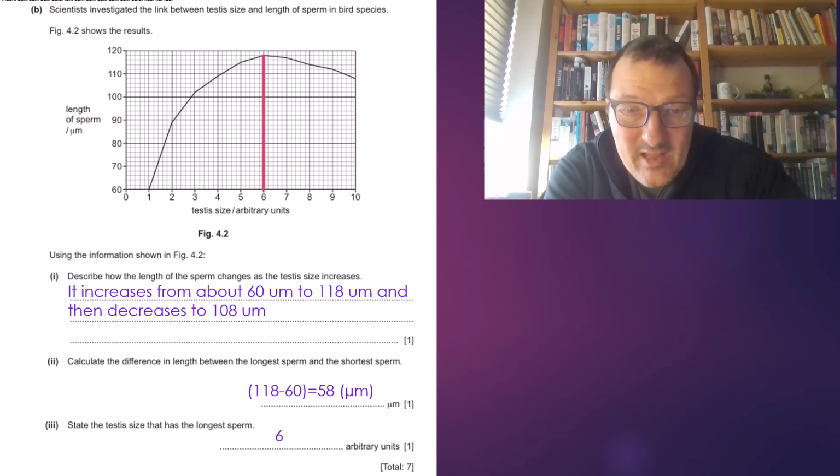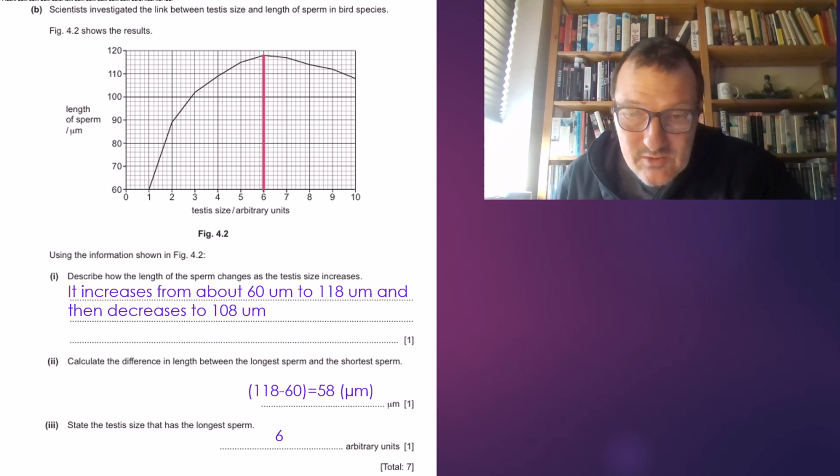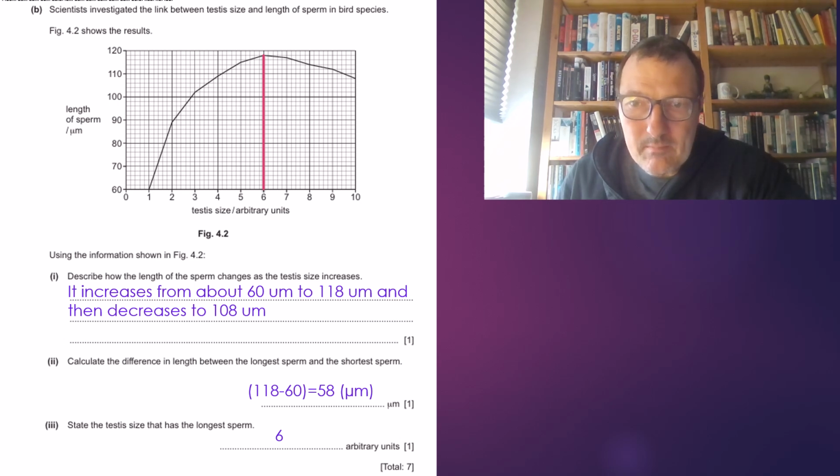Calculate the difference in length between the longest and the shortest, and then you have to be able to read the graph. The longest is 118, and the shortest is 60, so that will give a difference of 58. And state the testis size that has the longest sperm. The testis size is in arbitrary units, but I marked it with a line here, and that will be testis size number 6, which will give us the longest sperm. Again, that's a lot of points for only being able to do the math.